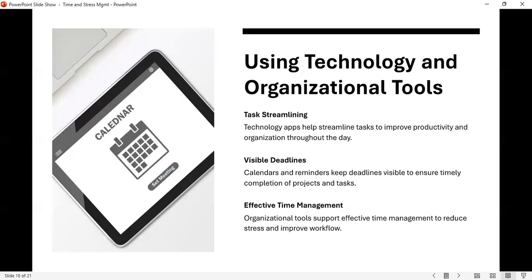Effective time management. We want everything to go off without a hitch day to day, but obviously that's not realistic. So again, it's about what am I going to do with these 24 hours today?